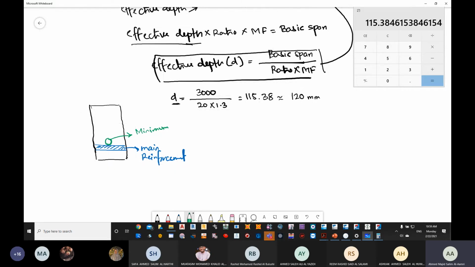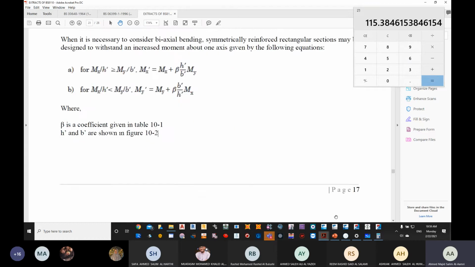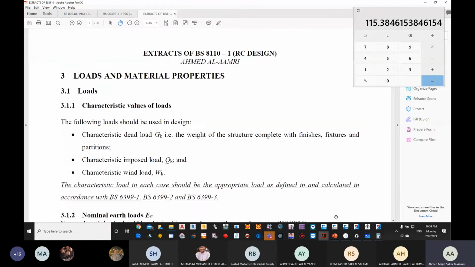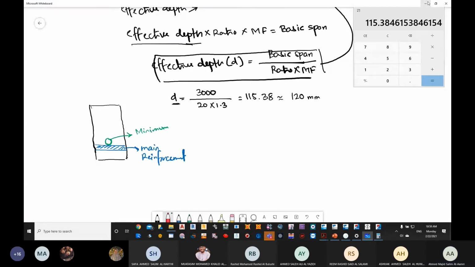Now, according to the definition of effective depth, if we want to know what the effective depth actually is, we can see it from here. It says the average effective depth for all effective reinforcement passing through a perimeter. So we are going to go for a center or average. From where? From the top till the center, or the average, of the main reinforcement, of course. This is going to be my d small.